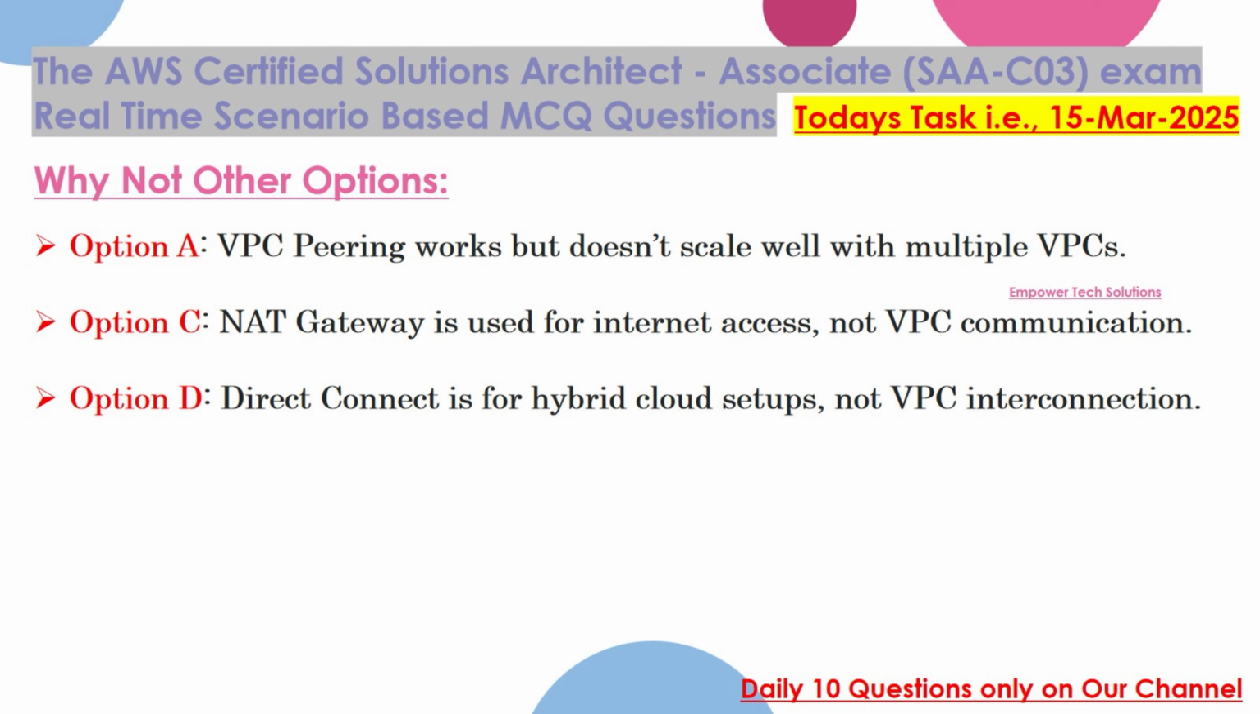Why not other options? Option A. VPC peering works but doesn't scale well with multiple VPCs. Option C. NAT Gateway is used for internet access, not VPC communication. Option D. Direct Connect is for hybrid cloud setups, not VPC interconnection.